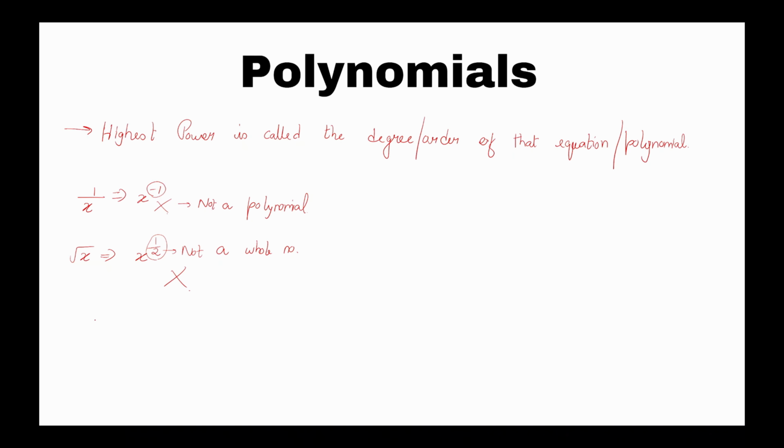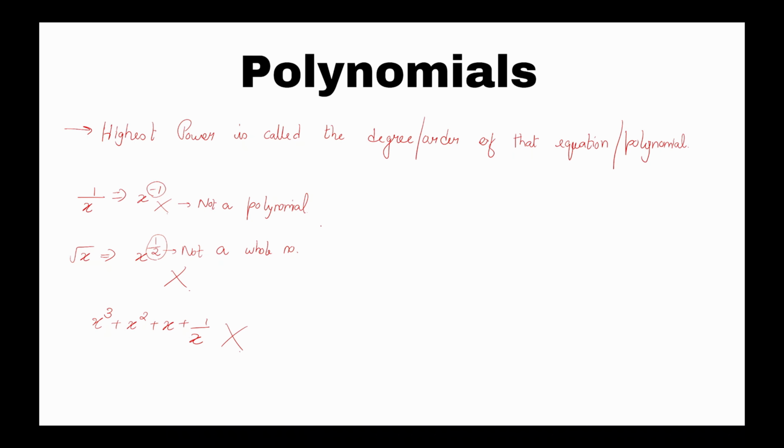So let's say if you have x cube plus x square plus x plus 1 by x, would you say this is a polynomial? No, because at one of the places the power of x is not a whole number. That means it is not considered a polynomial. Polynomials can only be considered if all powers of x are whole numbers.